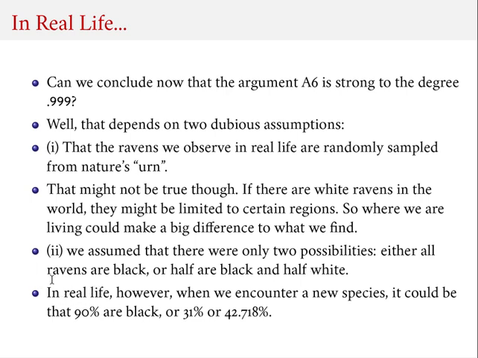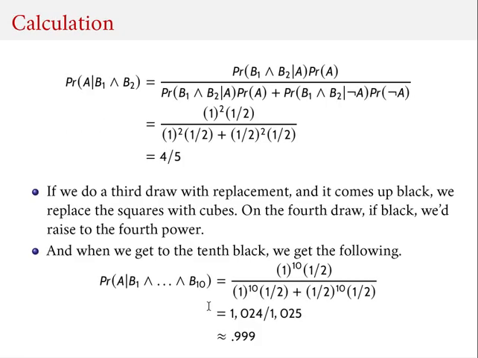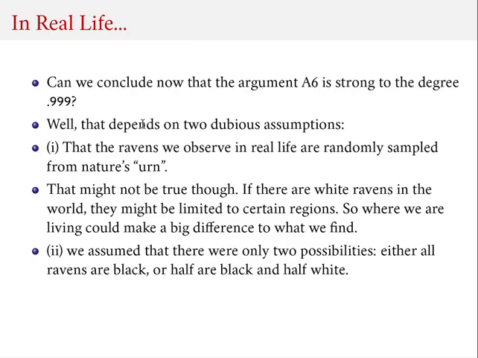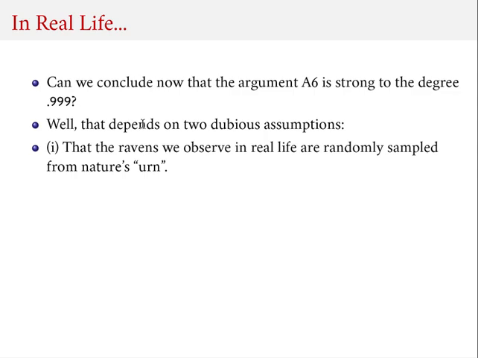But in real life, when we encounter a new species, we can't assume that these are the only two possibilities or hypotheses about the overall colors. It could be that, for instance, 90% of ravens are black, or maybe 31% are, or maybe 42.718%. So these are all possible hypotheses about the overall distribution of colors of ravens, which we're simply not taking into account when we did this simple urn example. So that's another issue for how to draw the analogy between our argument about ravens and this argument with the urn.